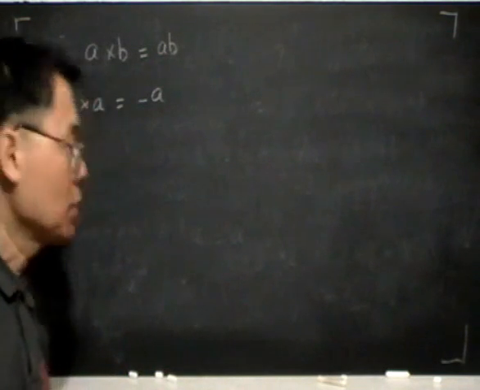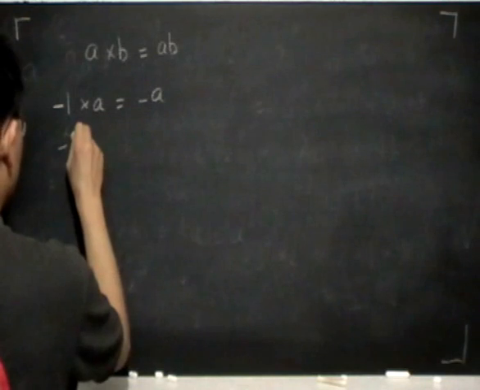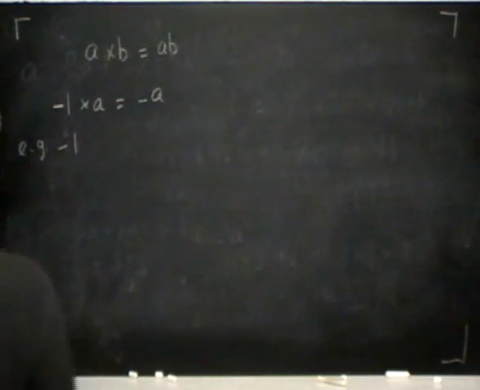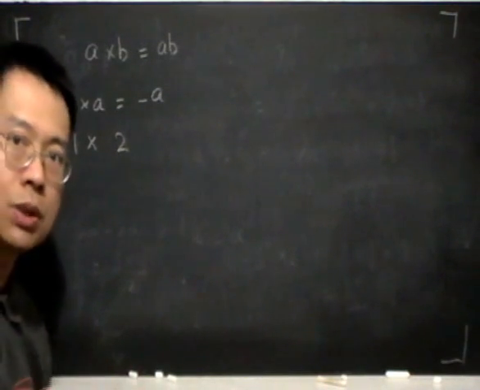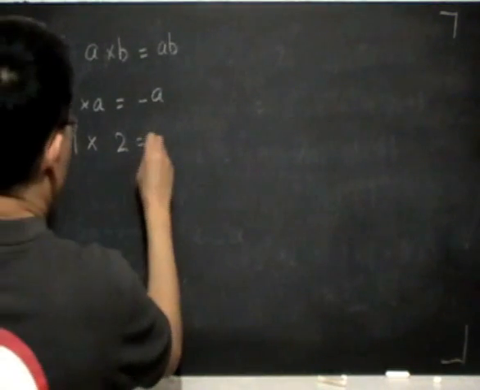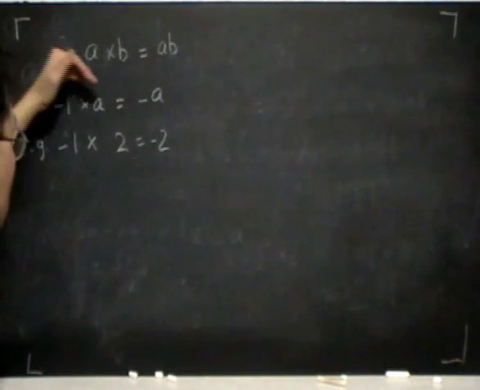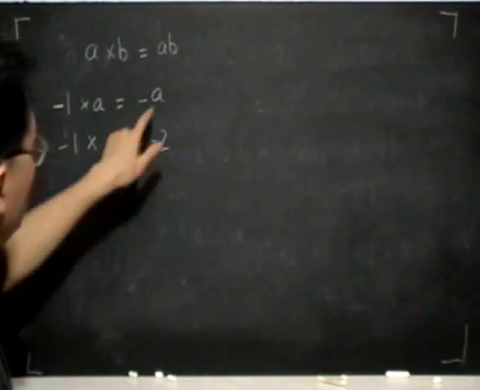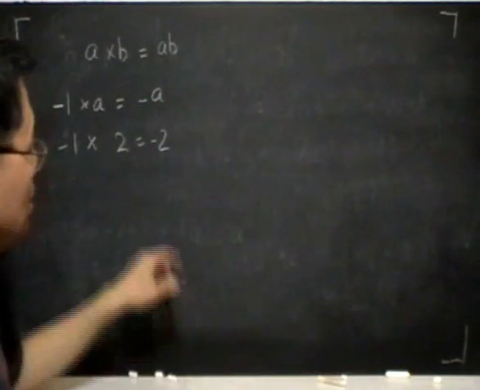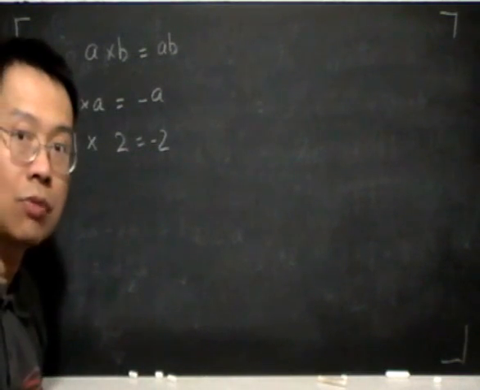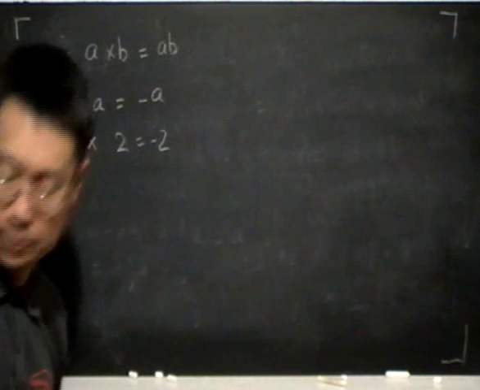So just to make this a little less abstract, look at an example. If I have minus 1 times 2, we know that minus 1 times 2 is minus 2. So that's really what this means when we say minus 1 times A is minus A. We now have a minus sign in front of the A, just like we have a minus sign in front of the 2 when we multiply minus 1 by 2.